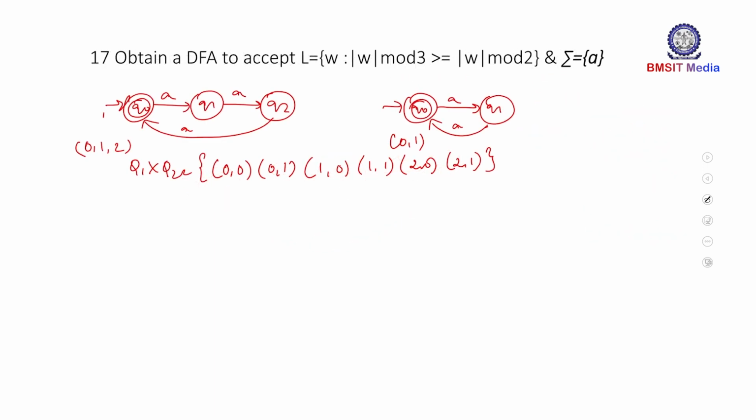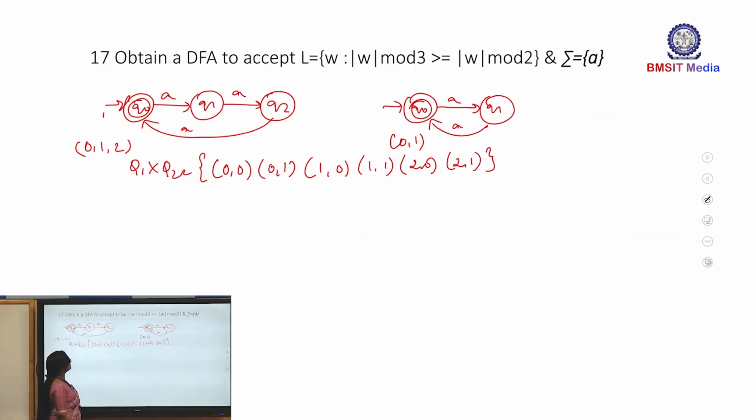So the next problem on modulo K is to obtain a DFA to accept the language, and the condition given in the language is that the length of the string mod 3 should be greater than or equal to the length of the string mod 2. What we do here is treat this as individual problems. So we have two conditions here. The first is all the strings whose length is divisible by 3.